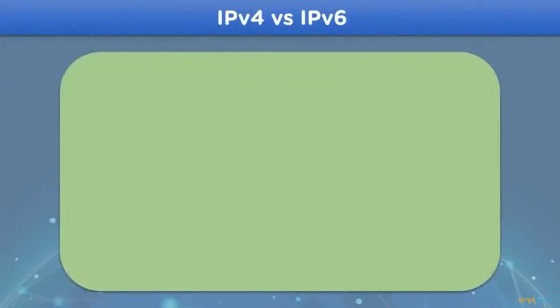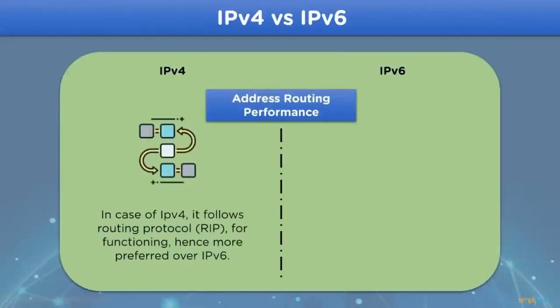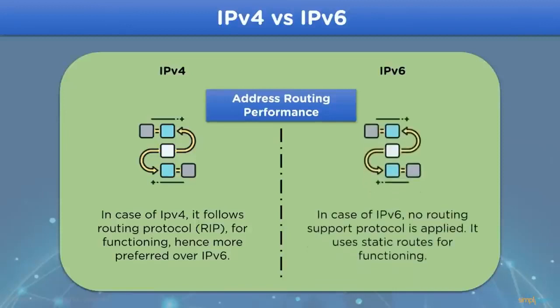Moving on, we have address routing and performance. IPv4 version follows routing protocol, that is RIP, for network configuration and is preferred over IPv6 version. And in case of IPv6, it does not follow any routing protocols and it uses static routes for network functioning.